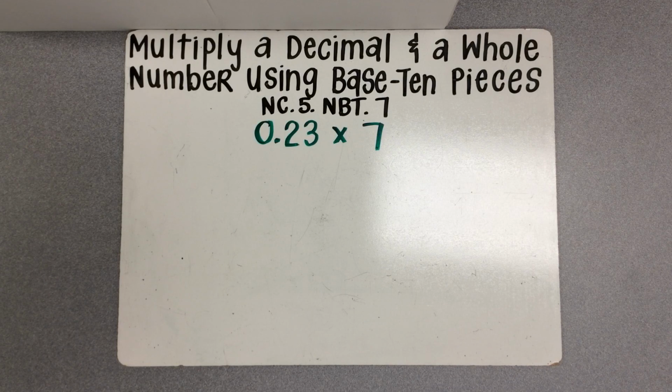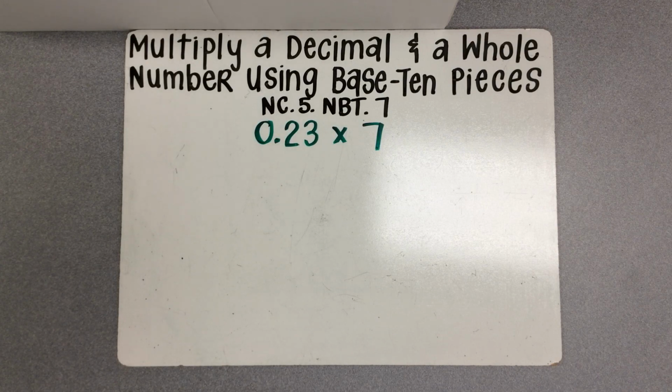Students may think about the magnitude of the product and recognize that it will be less than 7, since 7 is being multiplied by a factor that is less than 1 whole. Similarly, they would think that it would be more than 23 hundredths, since 23 hundredths is being multiplied by a factor that is more than 1 whole.